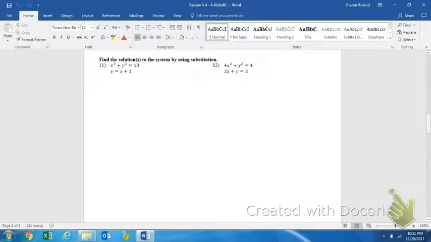Find number 11 and 12. You're going to find the solutions to the system by using substitution. When you use substitution, you're picking a value, solving for one variable, and plugging it into the other equation.